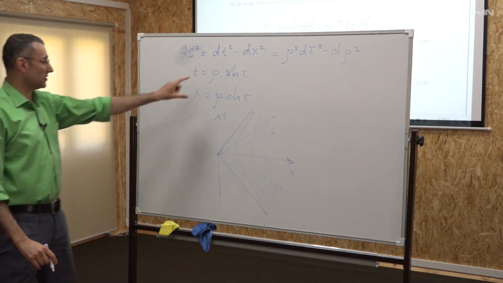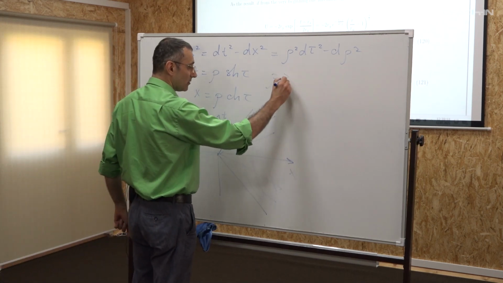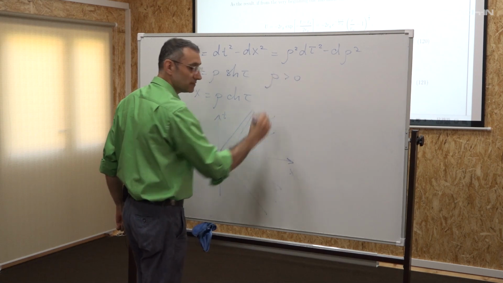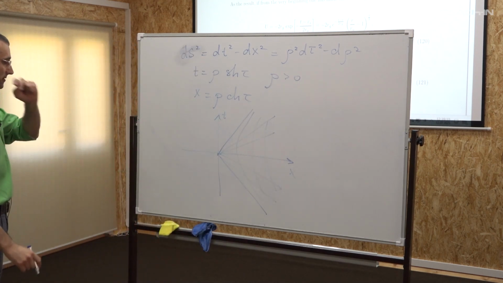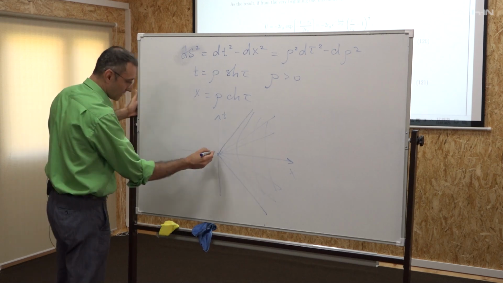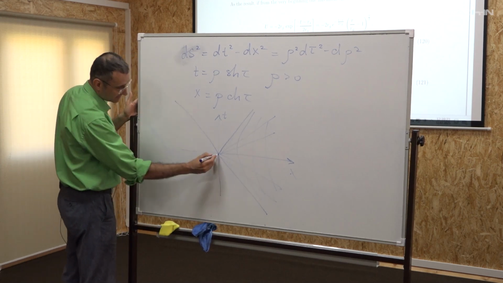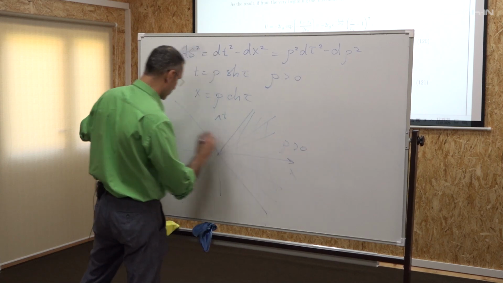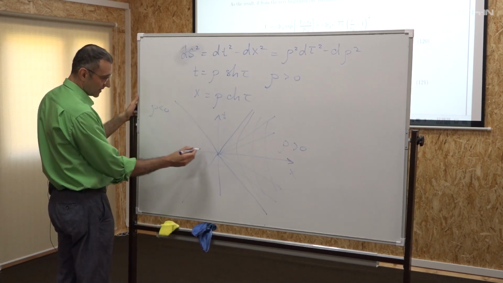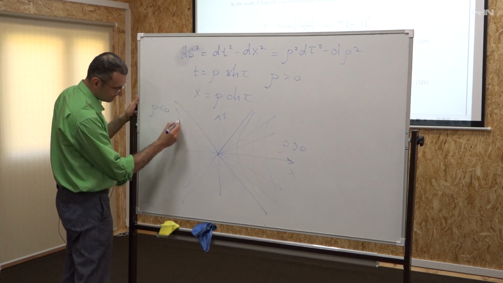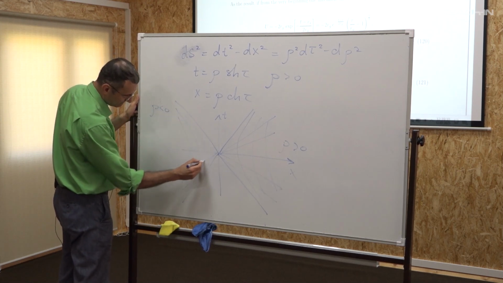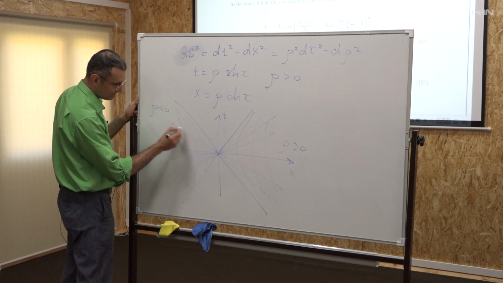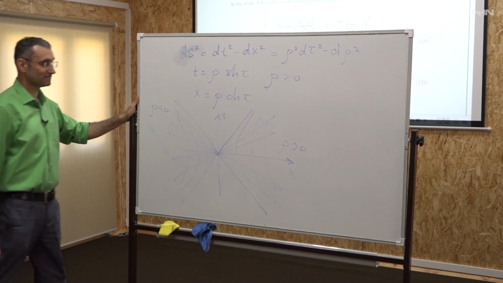Now, you see these coordinates for rho greater than 0 cover only this quadrant. For rho less than 0, they cover this quadrant. You see what I mean?